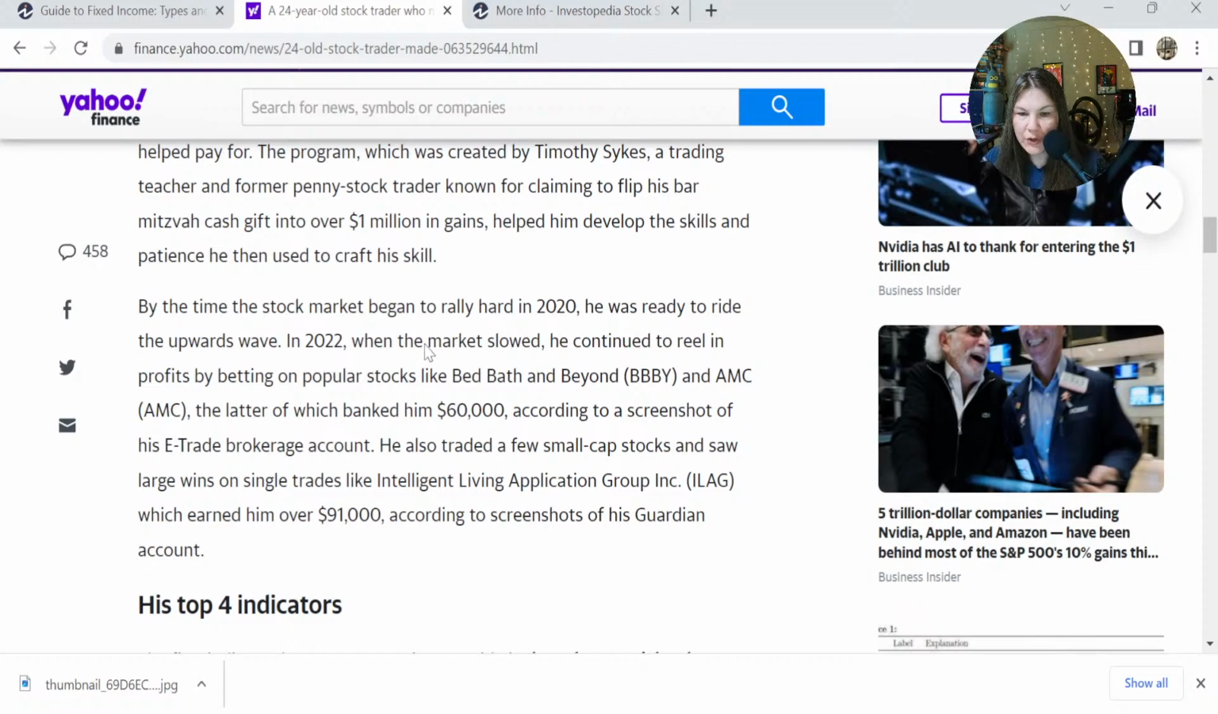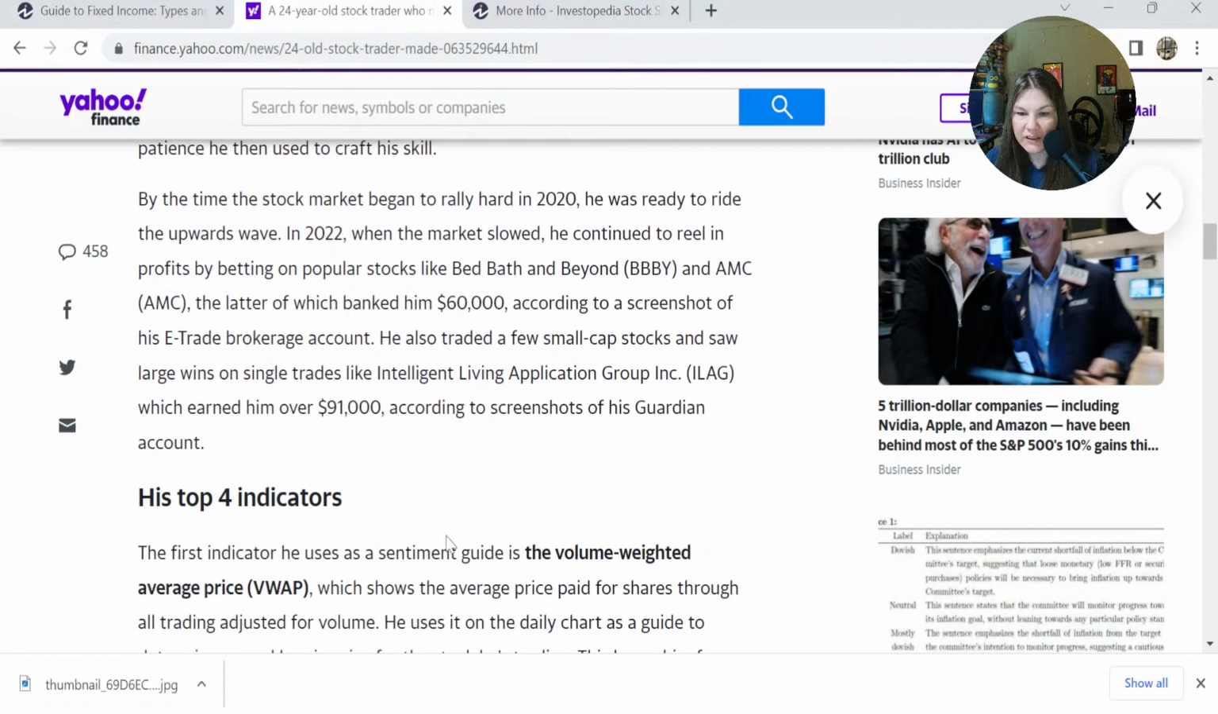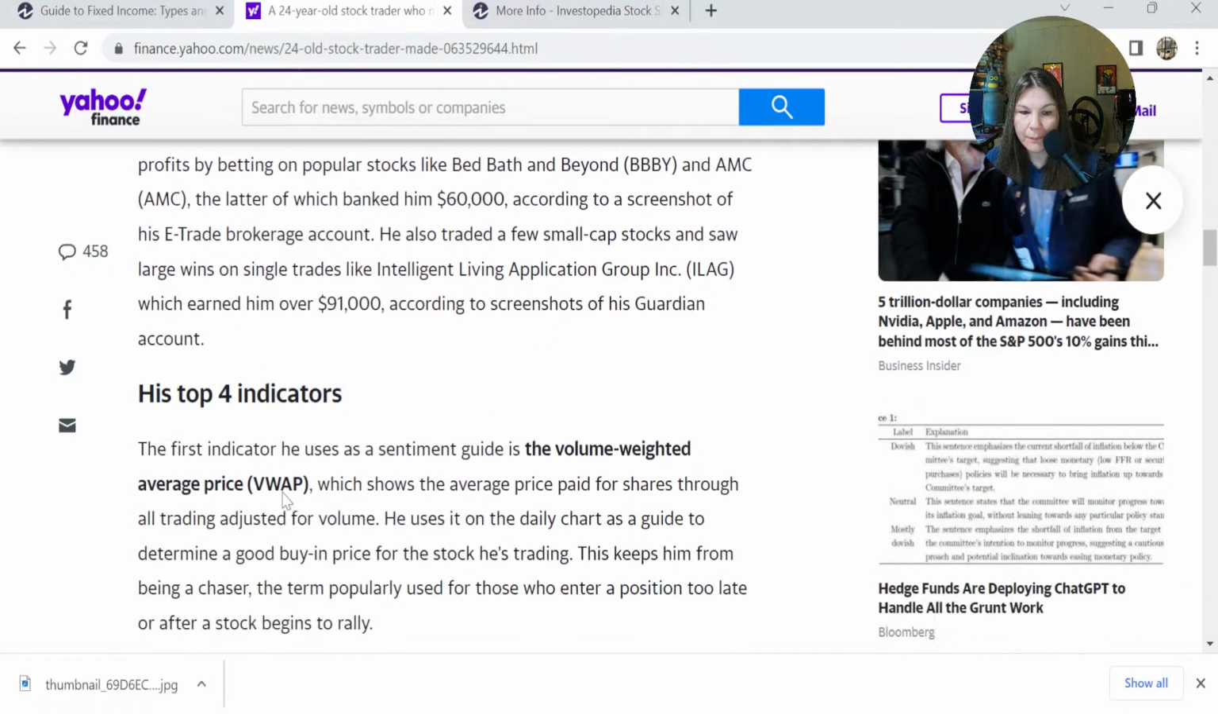In 2022, when the market slowed, he continued to reel in profits by betting on popular stocks like Bed Bath & Beyond and AMC, the latter of which banked him $60,000, according to a screenshot of his E-Trade brokerage account. He also traded a few small cap stocks and saw large wins on single trades like Intelligence Living Application Group, which earned him over $91,000, according to screenshots of his Garden account.